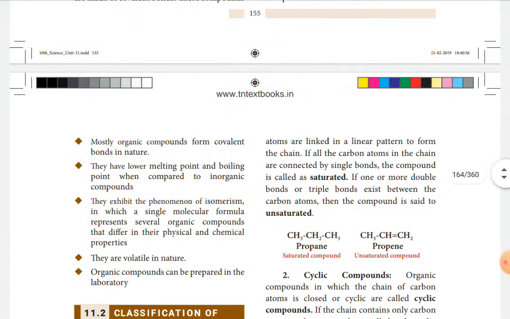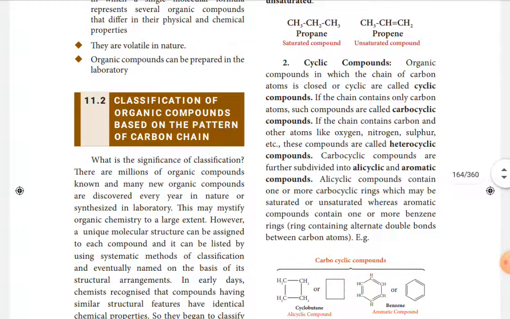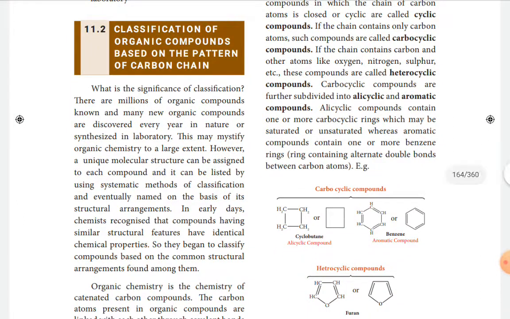So these things we have already learned. Now we are going to study the classification of organic compounds based on the pattern of carbon chain. Carbon can be linked with other carbon atoms in a linear pattern, a straight line pattern, and also in a closed pattern, in the form of a circle.